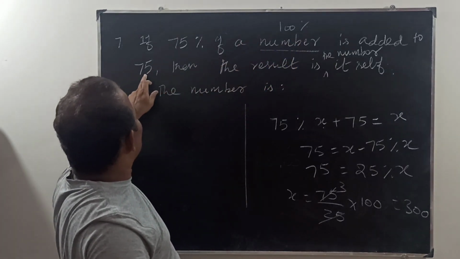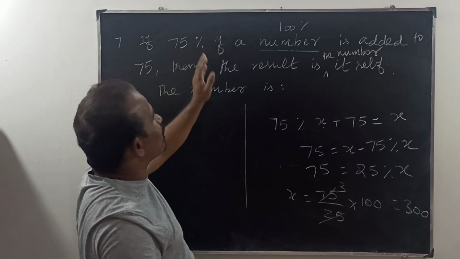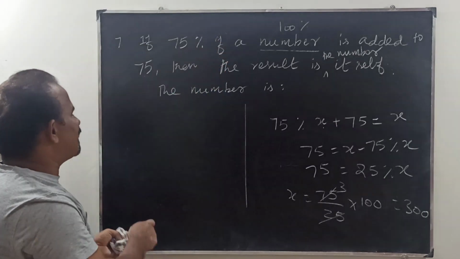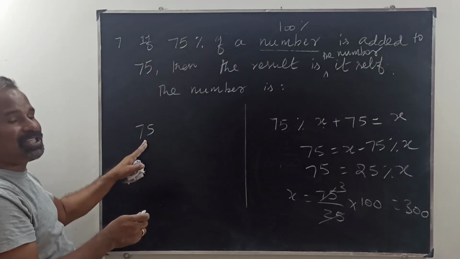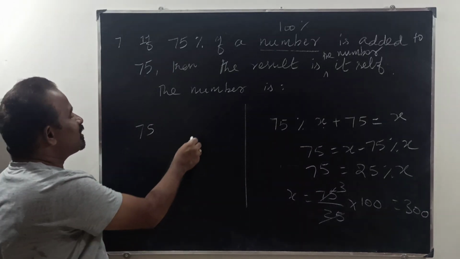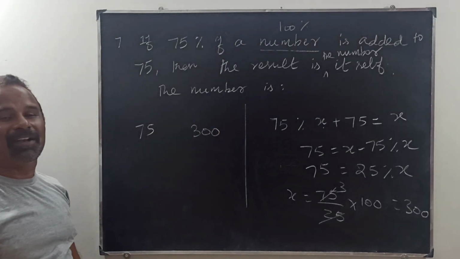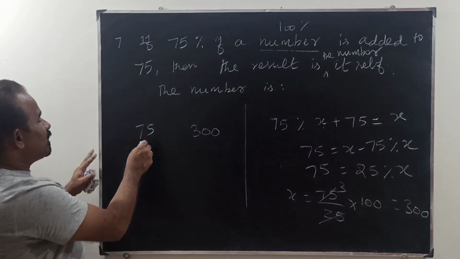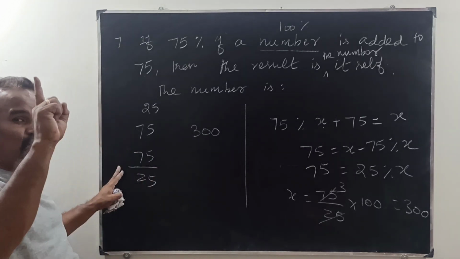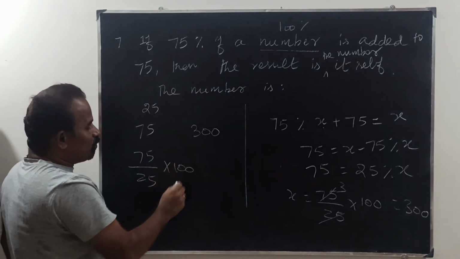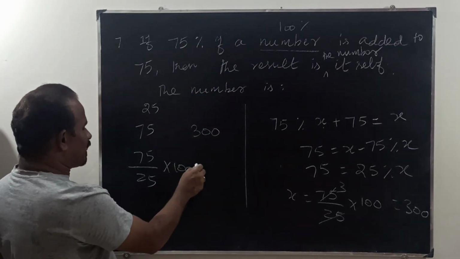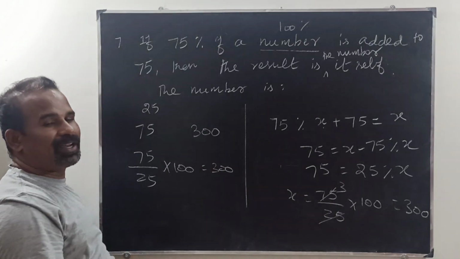How much we are adding? Only 75. That 75 is nothing but 25%. But 75 is 25%. 50% is 150. 100% is 300. This is one way. So 25% is 75. 75 divided by 25, we will be getting 1%. Into 100, we will be getting 100%, which is our required number. So therefore, again you will be getting 300.